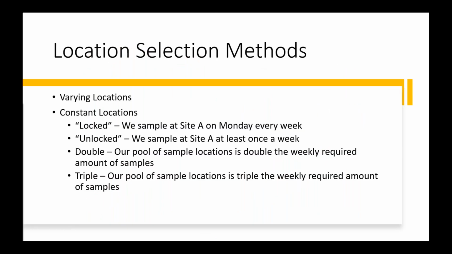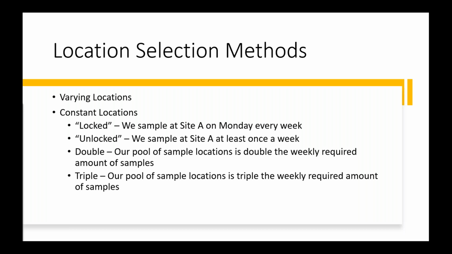The next aspect, beyond just the location cases themselves, is the location selection method. So these fall into 2 main categories. The first being varying locations, meaning that every week there's a potential different pool of locations that can be selected. And then the opposite side of that is using constant or fixed locations.